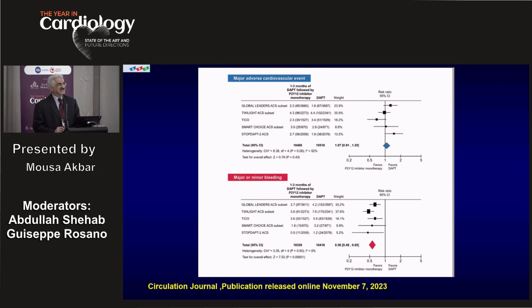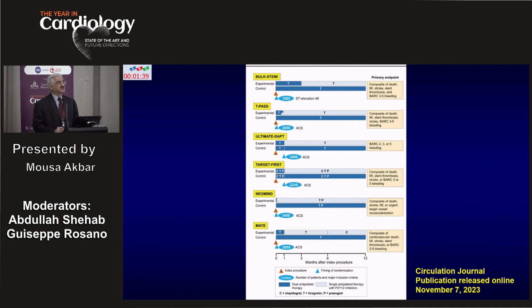Well, this will change the guidelines because the guidelines were just released, but this is the future from all the trials. This is my last case. These are the TPAS I have presented for you. All of these are short trials, short dual antiplatelet, 1 month versus 3 months, most of them 1 month. There are 5 trials, the 6th trial, one of them I presented, TPAS. We'll hear in the future about the BULK STEMI trial, ULTIMATE DAPT, TARGET FIRST, NEO MIND, and MAY trials.